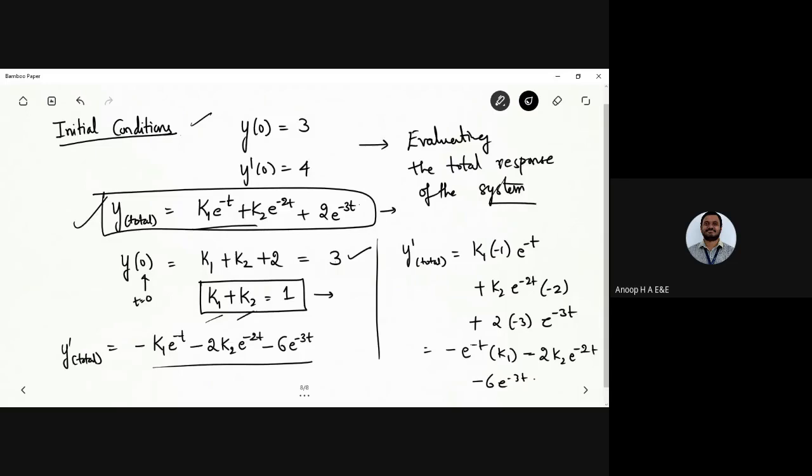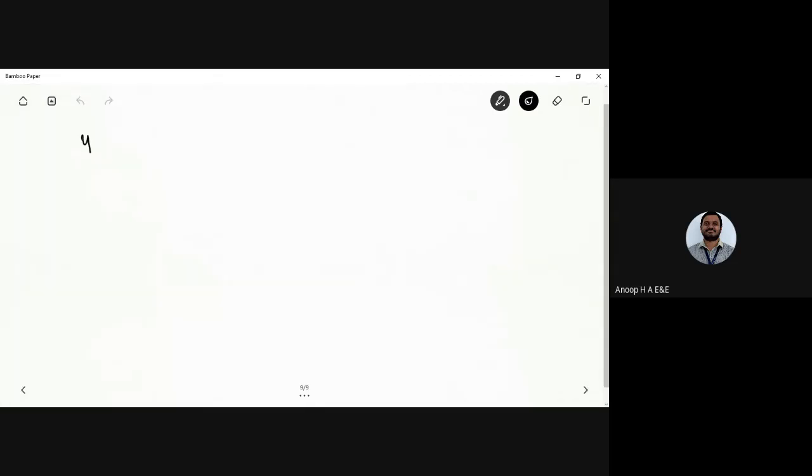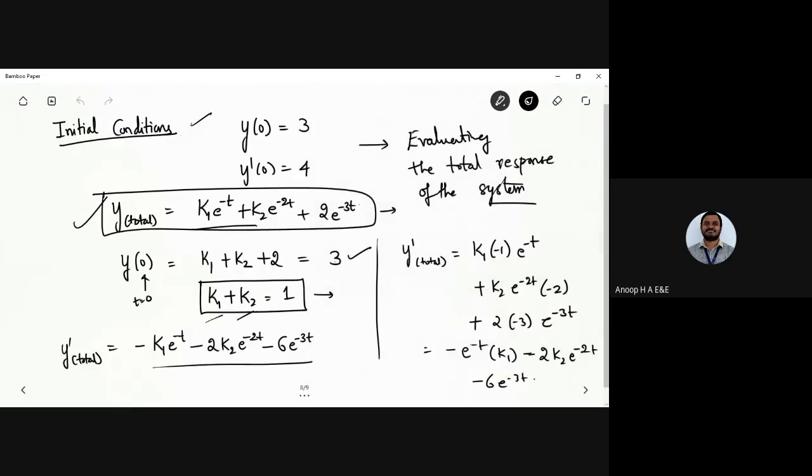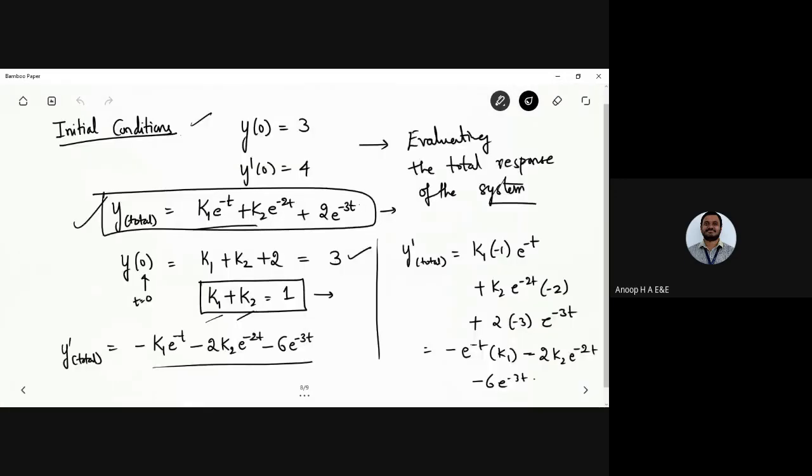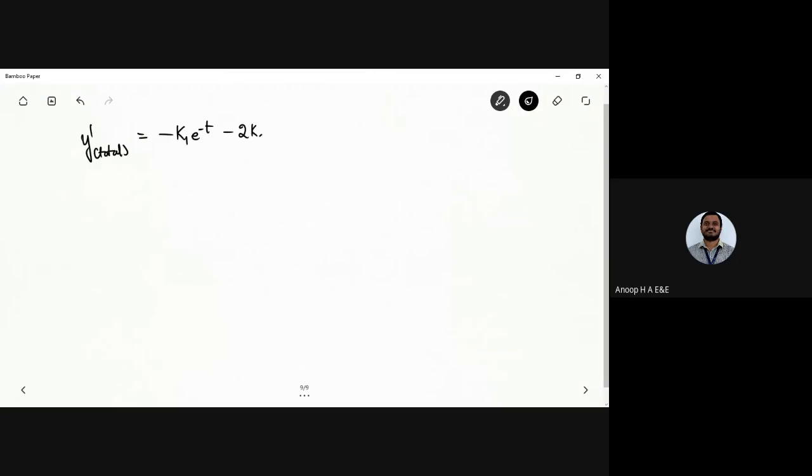Okay, so keep these two concepts in mind. Now the next one, y dash total, would be equal to minus k1 e power minus t, minus 2k2 e power minus 2t, and the third function, minus 6 e power minus 3t. So y dash total equals minus k1 e power minus t minus 2k2 e power minus 2t minus 6 e power minus 3t.